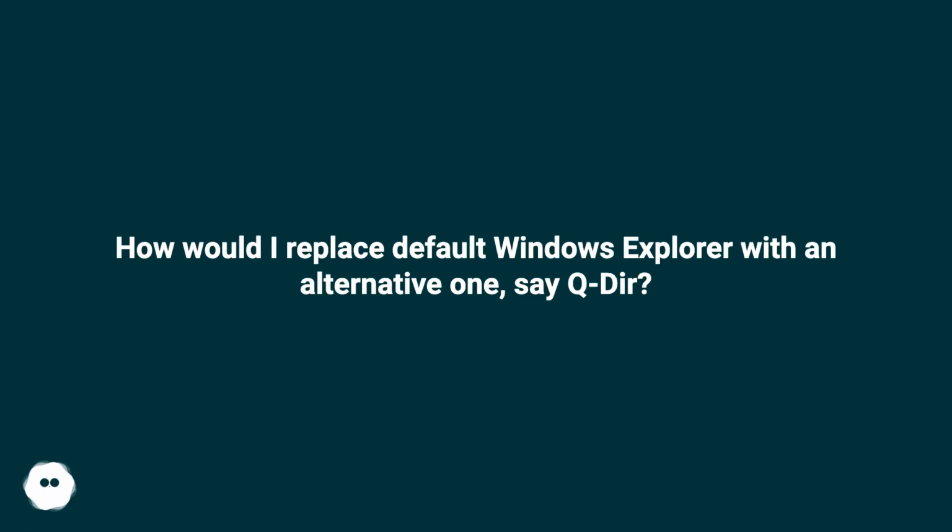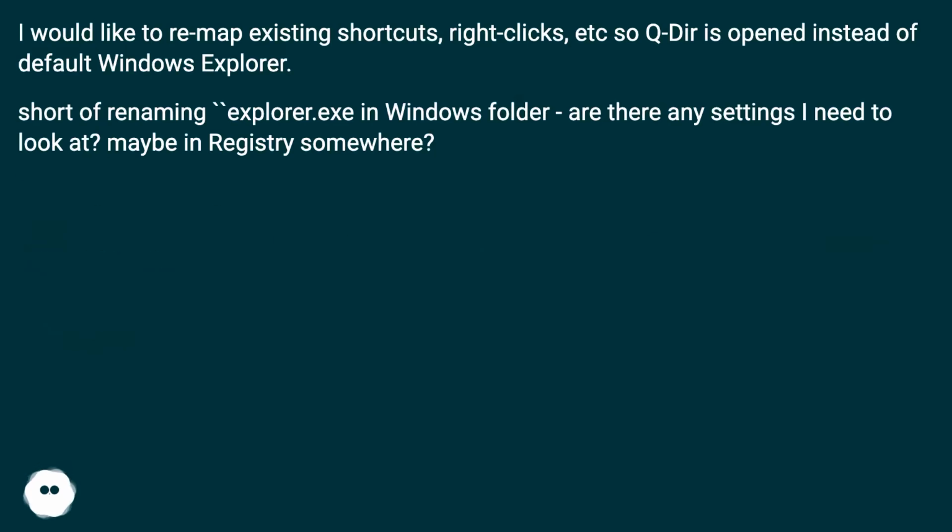How would I replace default Windows Explorer with an alternative one, say Q-Dir? I would like to remap existing shortcuts, right-clicks, etc. so Q-Dir is open instead of default Windows Explorer. Short of renaming Explorer.exe in Windows folder, are there any settings I need to look at? Maybe in registry somewhere.